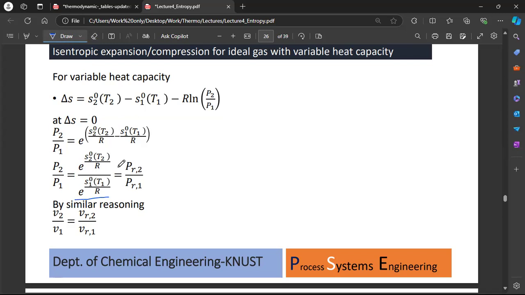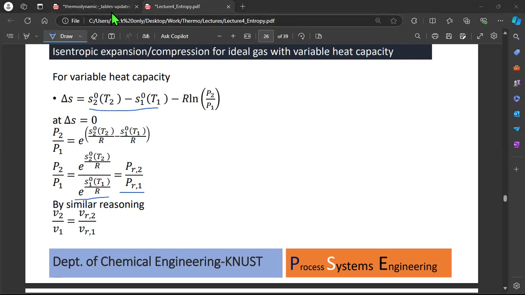At that condition. Is that okay? So what we are saying in effect is that when we are dealing with variable heat capacity, the ratio of P2 to P1 is the same as the ratio of the relative pressure at T2 and the relative pressure at T1. So this, when we're expressing this, we read these ones from the ideal properties of air table.